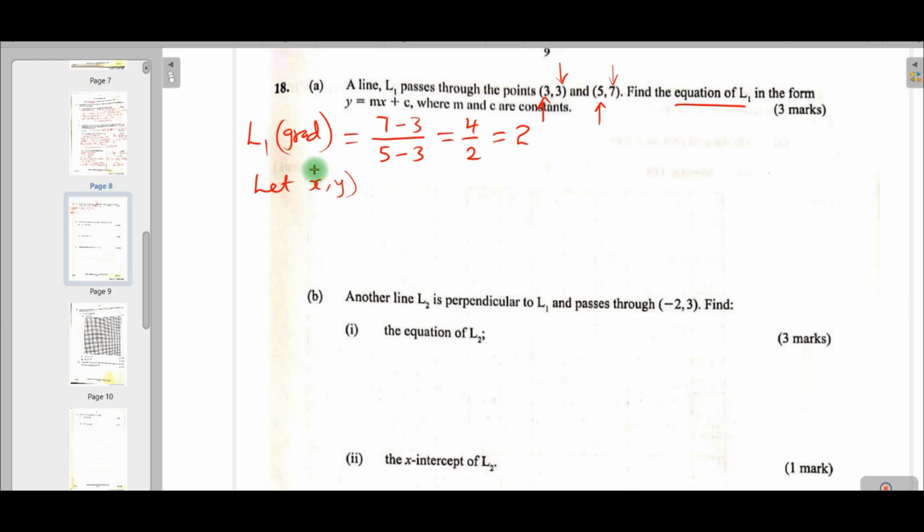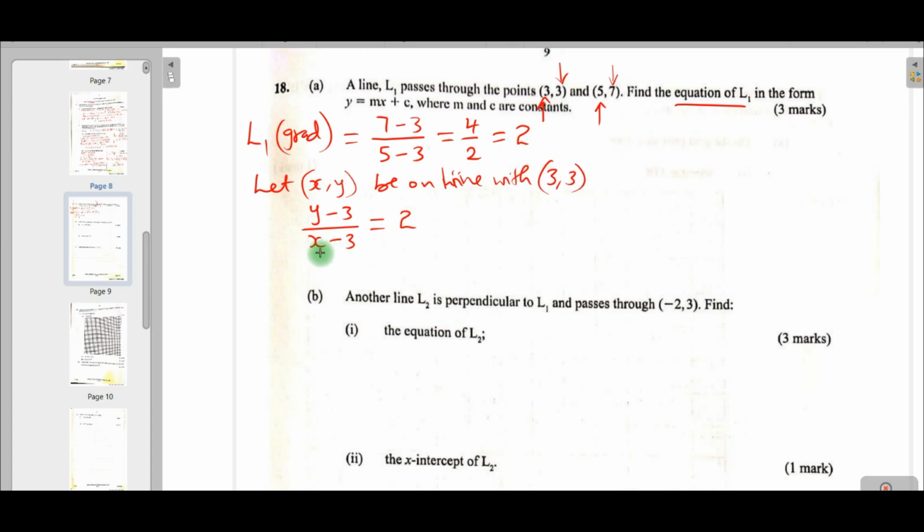Then, since we need to find the equation of L1, we say let another point (x, y), an arbitrary point, be on a line with either one of these points. We can take one of these points. Let me take (3, 3). So again, if you find the gradient of these particular points, then it should give us 2. So change in y, y minus 3, over change in x, x minus 3, will be equal to 2.